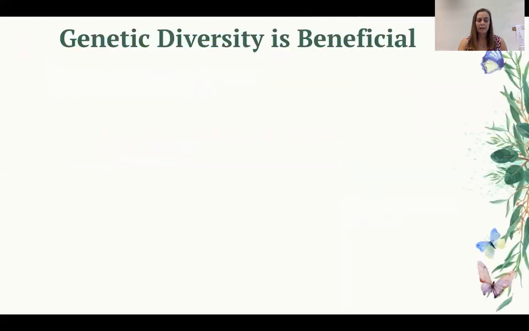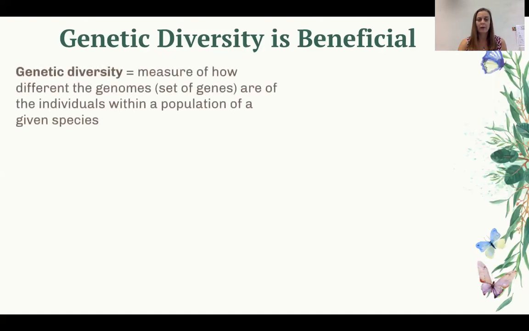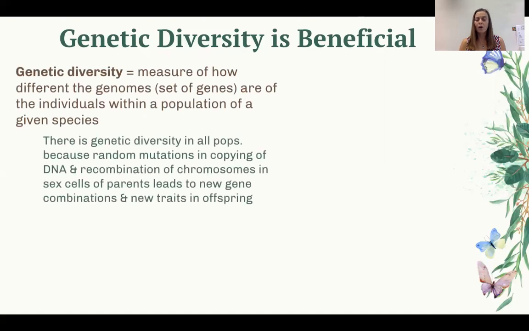So we've looked at that at the species level. Let's talk about the genetic level. Why is genetic diversity important? When we talk about genetic diversity, we're talking about how different the genomes are of the individuals within a population. Are they genetically similar, or are they very genetically different? All populations are going to have genetic diversity. There are always going to be random mutations when we copy DNA and when we recombine the chromosomes. That leads to new genetic combinations and new traits in the offspring.